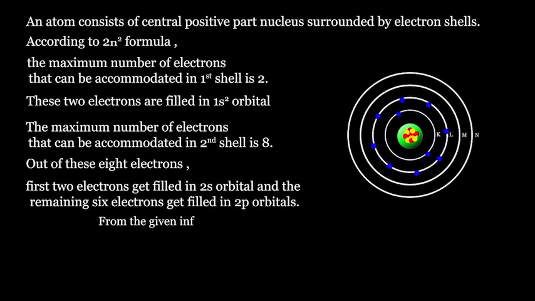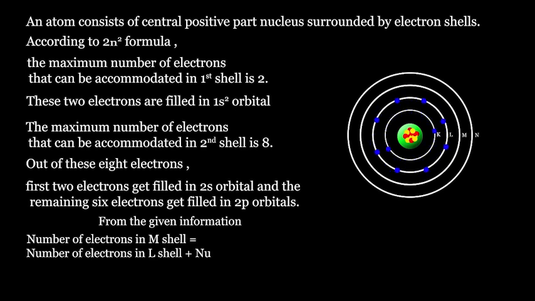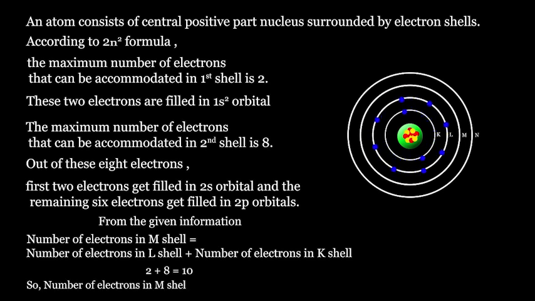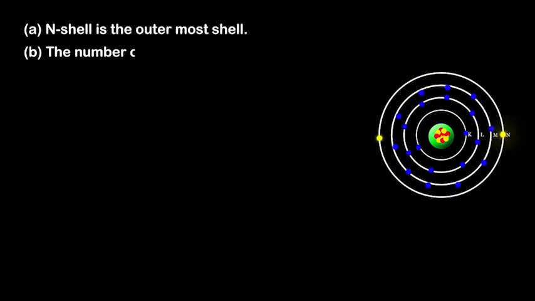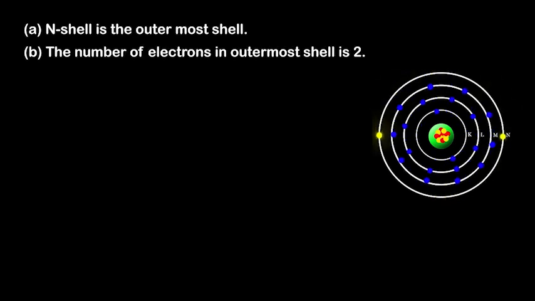From the given information, the number of electrons in M shell is equal to the number of electrons in L shell plus the number of electrons in K shell, that is 2 plus 8, which is equal to 10. So, the number of electrons in M shell is 10, which are filled in 3s2, 3p6, 4s2 orbitals. A. N shell is the outermost shell. B. The number of electrons in the outermost shell is 2.